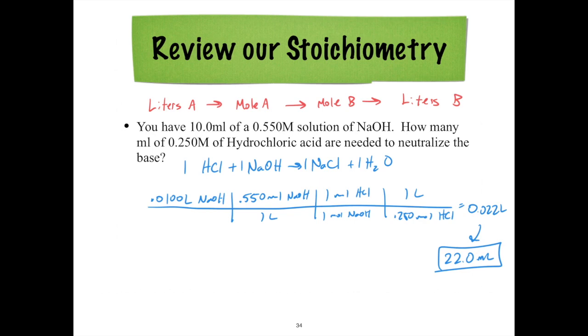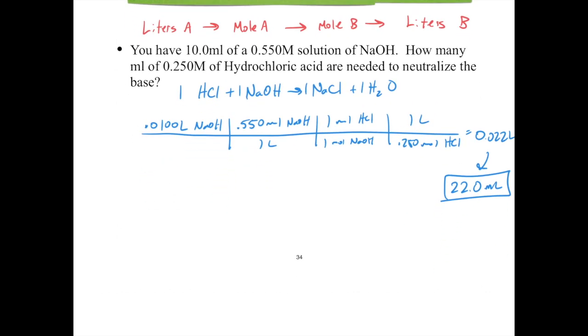Now, as I mentioned, that's the stoichiometry way, where you take liters to moles to moles to liters. But I've got a little bit of a shortcut that basically takes all the stoichiometry and turns it into an easy formula to remember. You just plug in all the known values and you solve for the missing variable. So I'm going to introduce that to you right now, and it's going to look like this. It's MA times VA over NA equals MB times VB over NB.